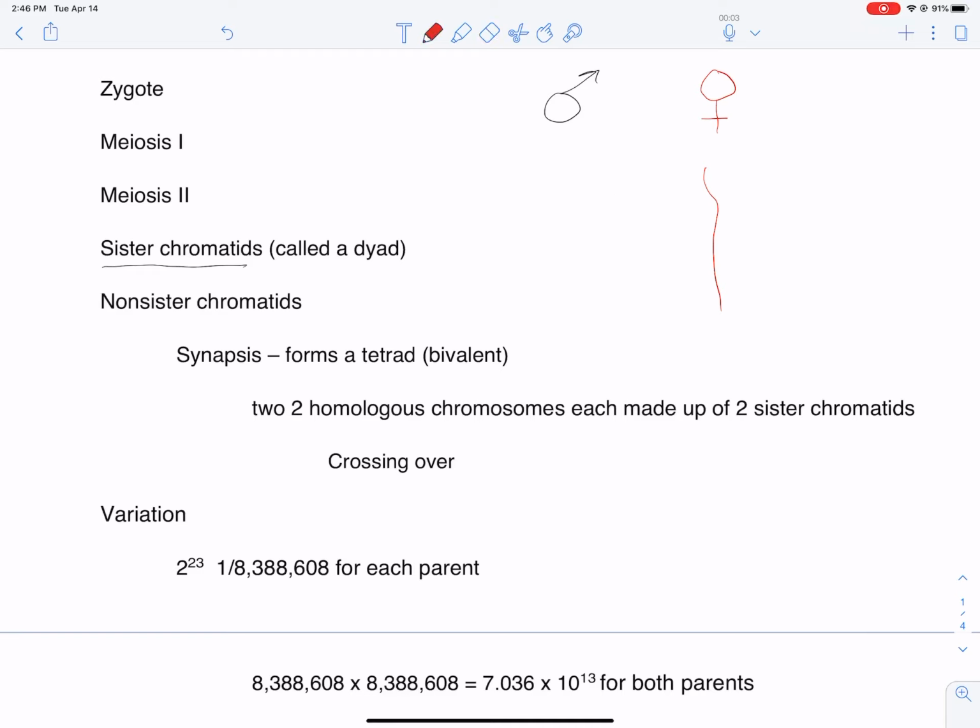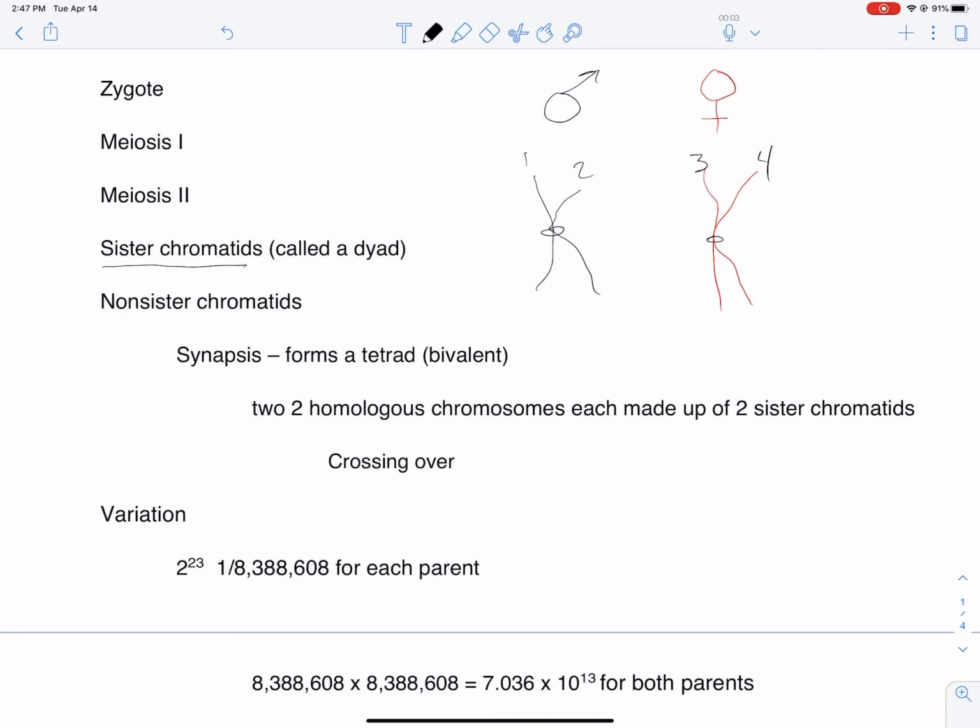If I numbered those 1, 2, 3, and 4, 1 and 2 are sister chromatids. They're called a dyad. They're exact copies of each other. 3 and 4 are sister chromatids. They are exact copies of each other. Again, the one from dad are the black ones, and the one from mom are the red ones. This is just chromosome number 1. They're held together by what's called a centromere.